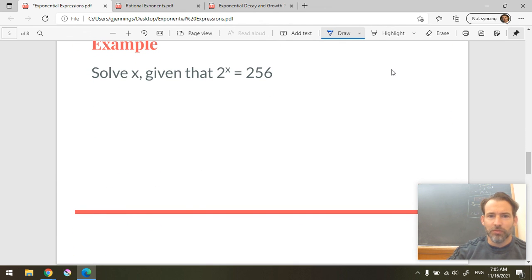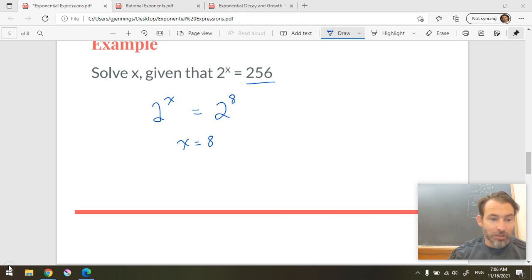Okay, so 2 to the x equals 256. Oops, I don't have undo powers here. I need to do it this way. So here, if I know that 2 to the x is equal to 256, well, what's 256? 256 is 2 to the 8, right? So that means x equals 8. How do I know that 256 is 2 to the 8? Well, you could do this.